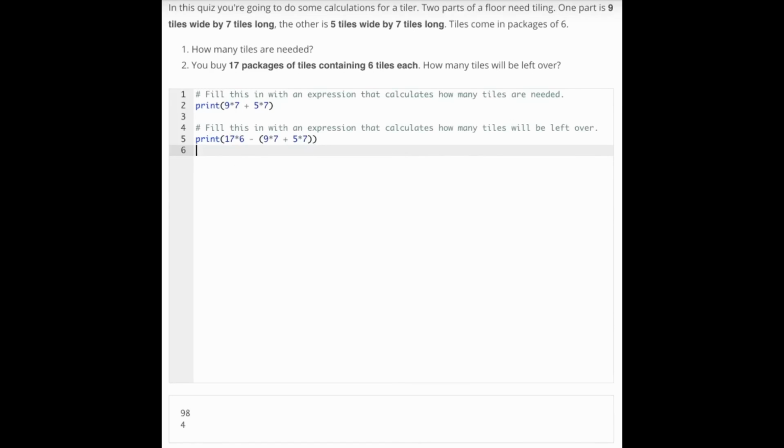So for the first part, we were able to find out how many tiles were needed by using the print function 9 times 7 plus 5 times 7. And for the second part, we were able to find out how many tiles would be left over by using the print function 17 times 6 minus parentheses 9 times 7 plus 5 times 7. And we got answers of 98 and 4.